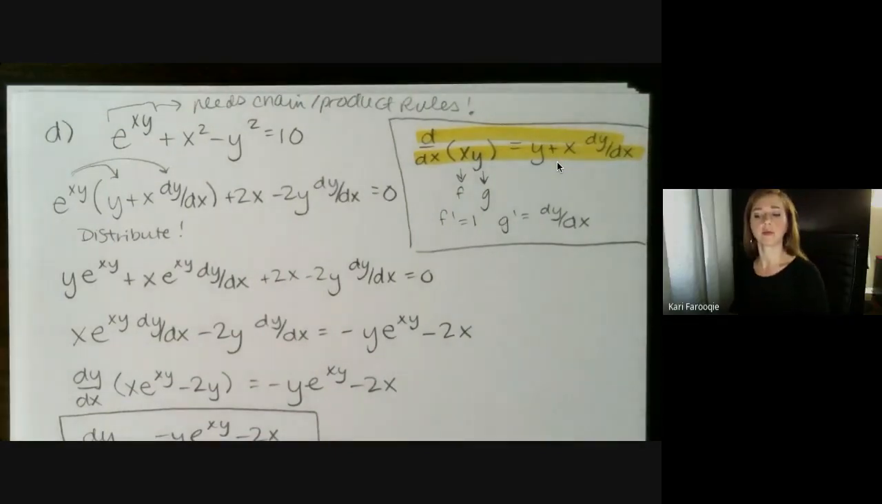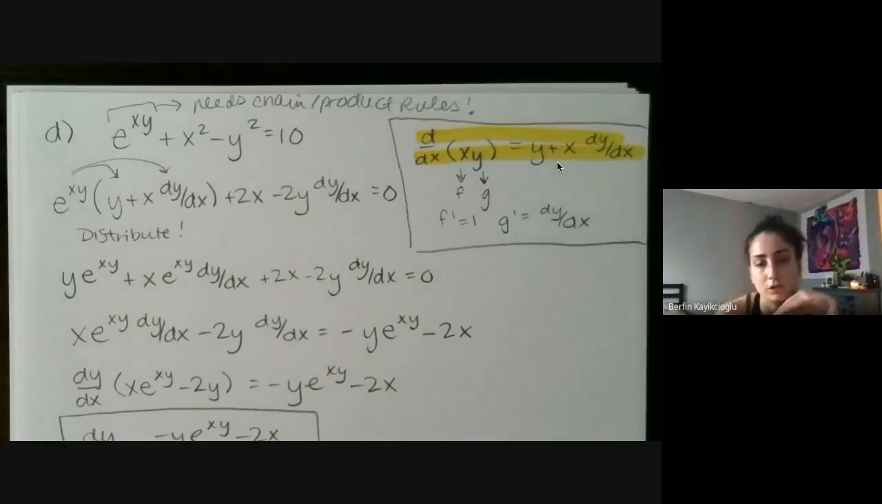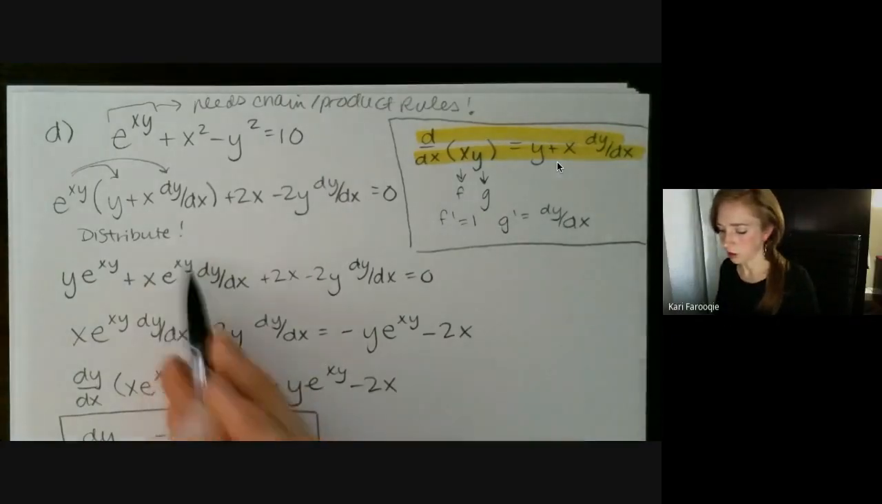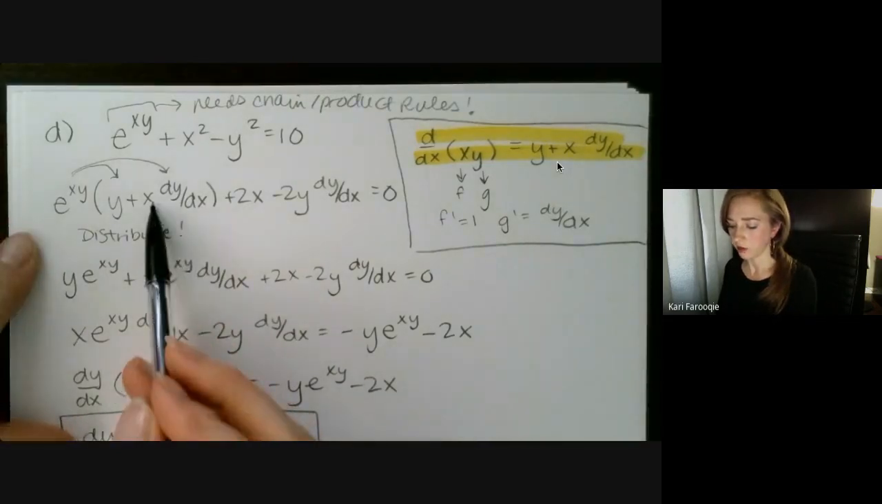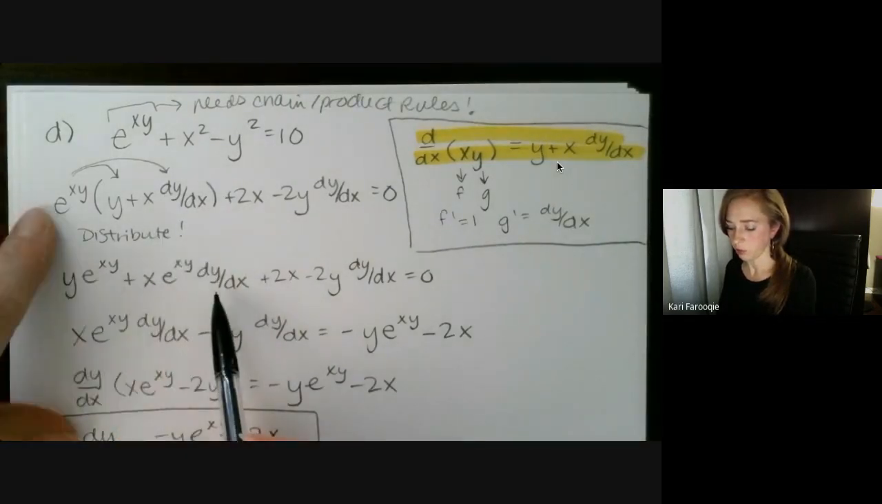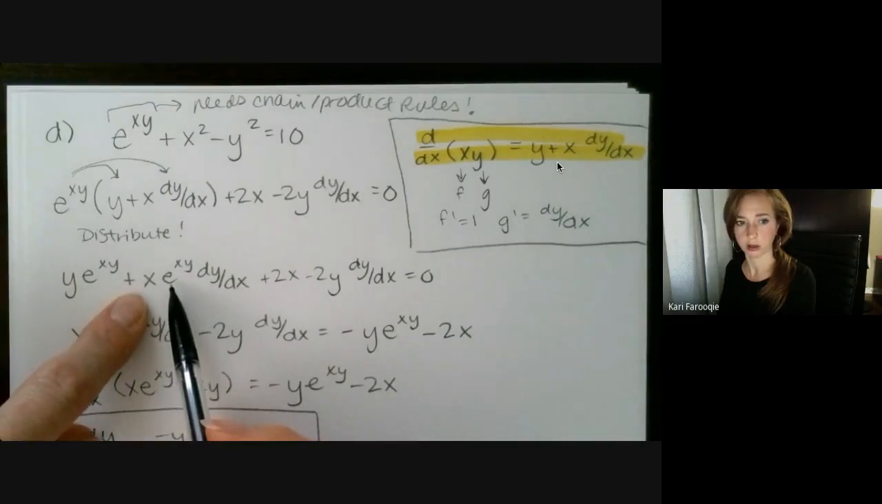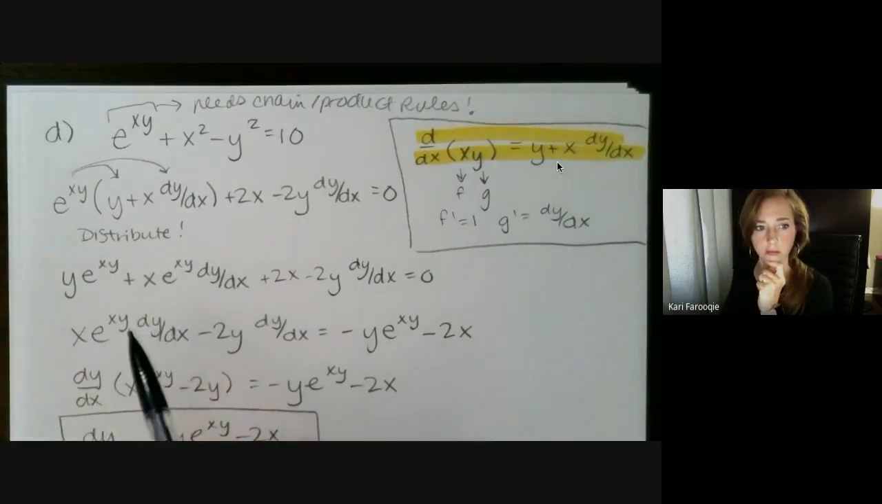Anyone else? I have a question. Go ahead. When you were distributing e to the xy, why didn't you put another xy for dy dx? So that one is right here. So we had x dy dx, and then we multiplied it by e to the xy. You see what I'm saying?